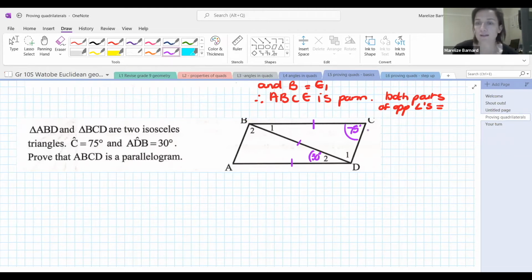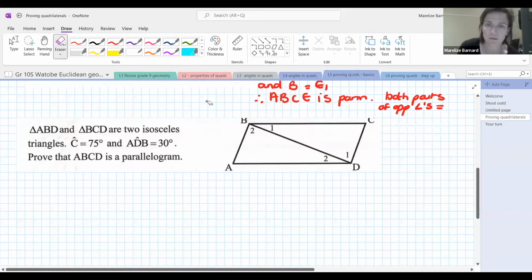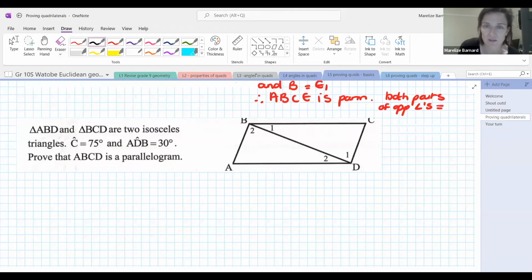Guys, if you are done, put in the chat which property you proved to show that this is a parallelogram. Which of the five properties did you choose or manage to prove? Okay, so for me, everything that is purple is given. Maybe I should change that to black. That's just easier. So this angle here is 30, that's given. And this one here is 75.